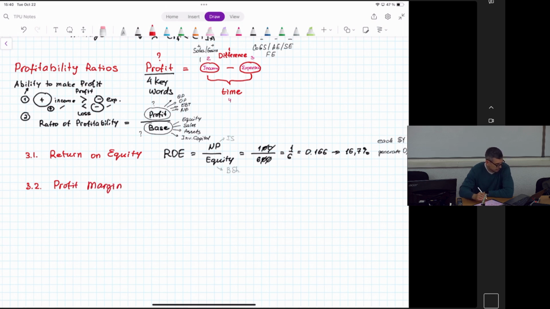Profit margin. This is an interesting name with a simple formula. Profit margin. What is the word margin in Russian? Margin, маржа или что-то граница какая-то. То есть у нас есть что-то, а потом пограничный слой.